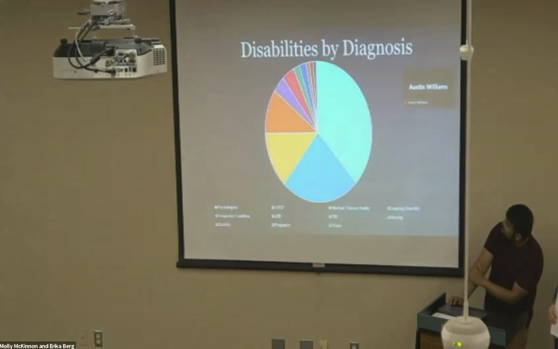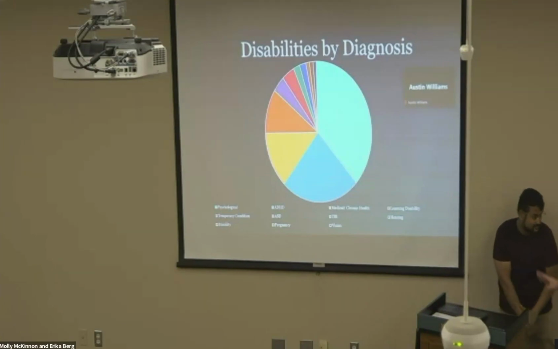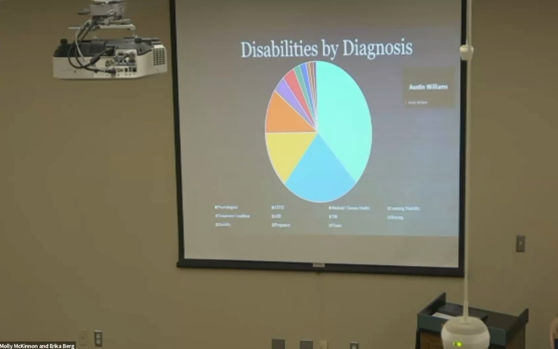This is NDSU, and this is the diagnosis breakdown. You'll see hidden disabilities really are our largest category that we serve at NDSU: the psychological needs, ADHD, chronic health conditions like lupus. You can't always see those. It's a lot of pieces.